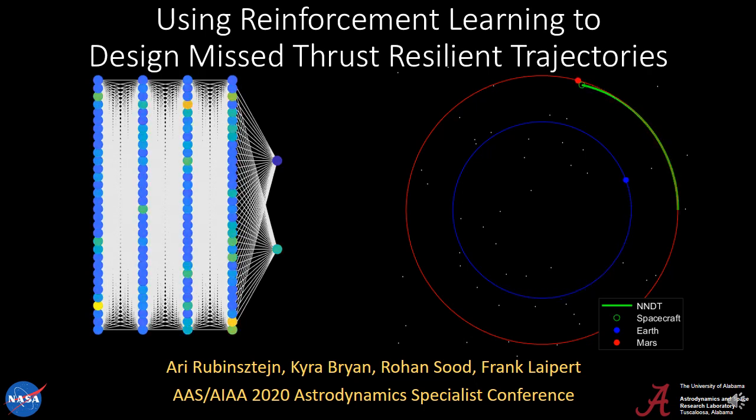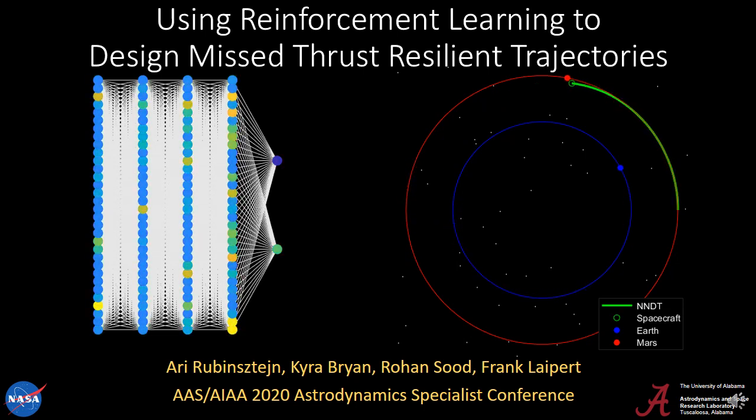Hello, my name is Ari Rubenstein, and today I'll be talking about how we can use reinforcement learning to design missed-thrust resilient trajectories. This is part of an ongoing collaboration between the Astrodynamics and Space Research Lab at the University of Alabama and NASA's Jet Propulsion Laboratory.